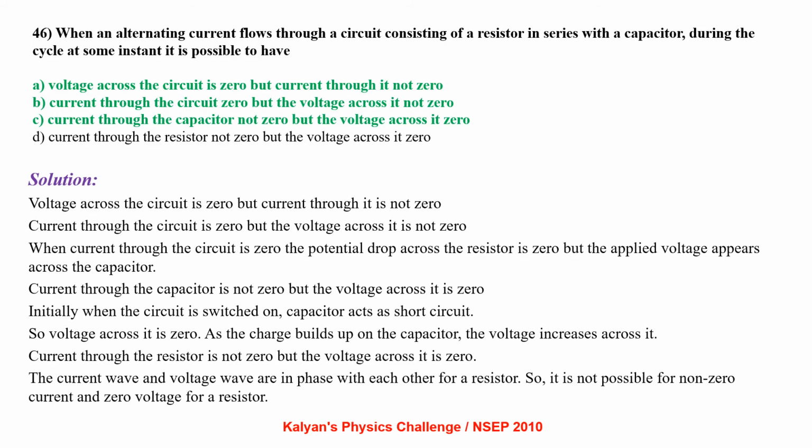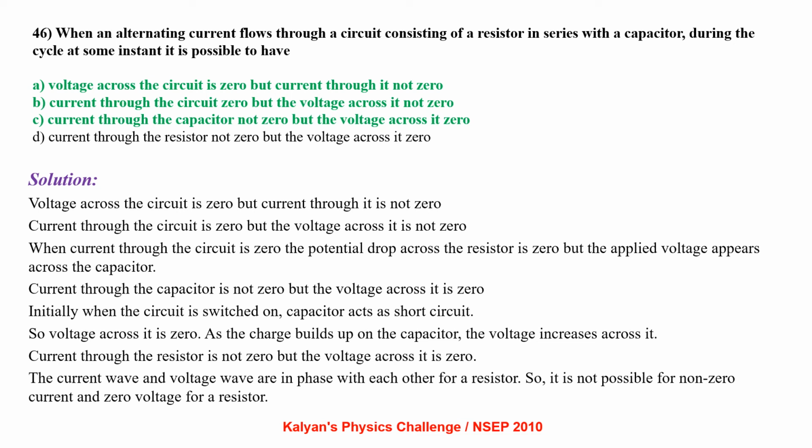When an alternating current flows through a circuit consisting of a resistor in series with a capacitor, during the cycle at some time, it is possible to have voltage across the circuit 0, but current through it is not 0. Current through the circuit is 0, but the voltage across it is not 0. Current through the capacitor is not 0, but the voltage across it is 0. Current through the resistor is not 0, but the voltage across it is 0.